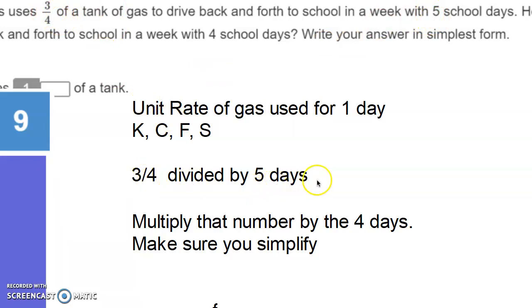The 3/4 divided by 5 days. So that's going to give you the 1 unit rate. And then you take that number and you multiply that number by the 4 days. Make sure that you simplify. So again, 3/4 divided by 5, you keep, change, flip, and simplify. I think you guys can all do it.